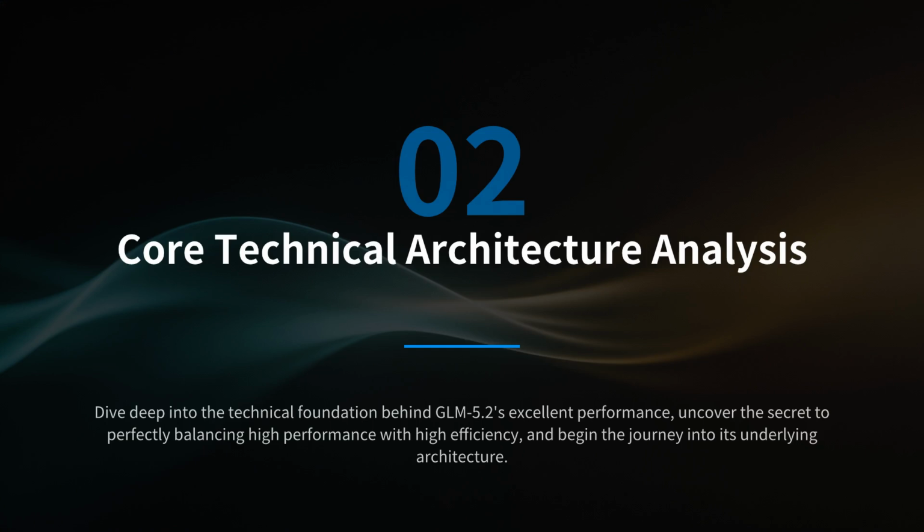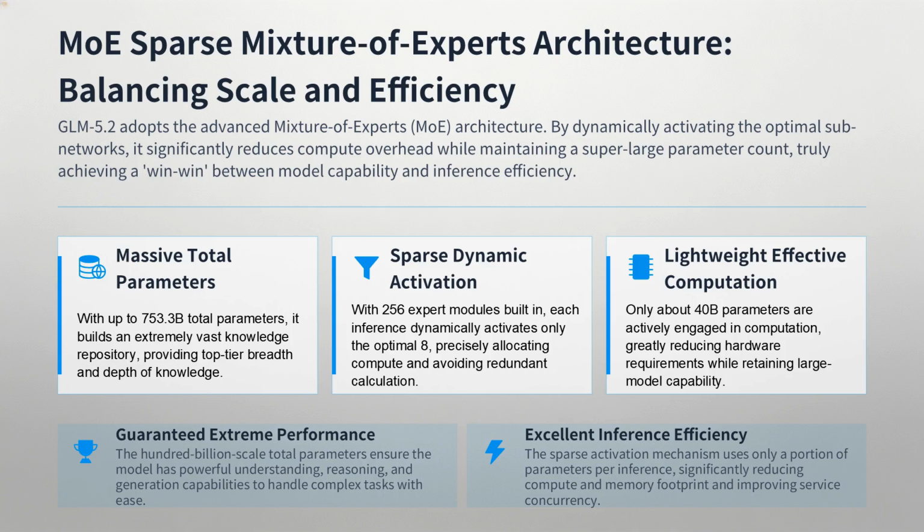Next, we will explore the technical foundation behind GLM-5.2's excellent performance and see how it balances high performance with high efficiency. At the heart of GLM-5.2 is the MoE mixture of experts architecture. Imagine it has a brain with 753.3 billion units of knowledge, but when solving a specific problem, it only convenes the 8 most relevant experts to a meeting. This design guarantees both vast knowledge and efficient thinking, without wasting resources.